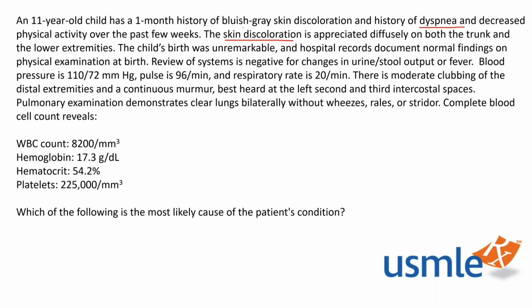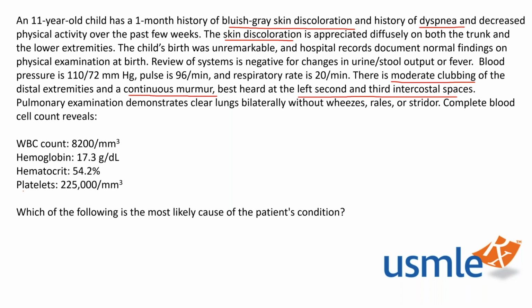The child's birth was unremarkable, and his hospital records document normal findings on physical exam at birth. Review of systems is negative for changes in urine or stool output or fever. Blood pressure is 110/72, his pulse is 96, respiratory rate is 20. There's moderate clubbing of the distal extremities and a continuous murmur heard best at the left second and third intercostal spaces. Pulmonary examination demonstrates clear lung fields bilaterally without wheezes, rales, or stridor. CBC reveals a white count of 8,200, hemoglobin 17.3, hematocrit 54.2, platelet count 225,000.